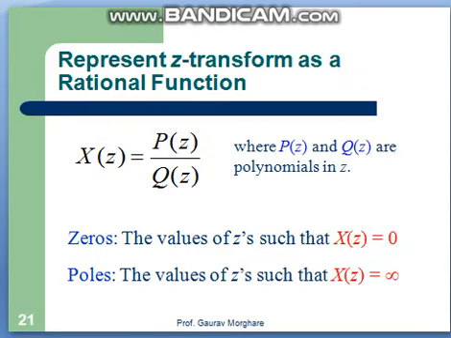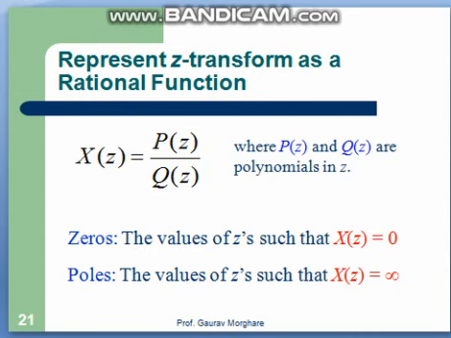So for the concept of ROC, it is very important that if we calculate the Z transform for any signal, the ROC for that signal must be calculated, or we should know it, because the ROC defines where the signal exists. Any transfer function for any system X(z) is represented by P(z) upon Q(z).